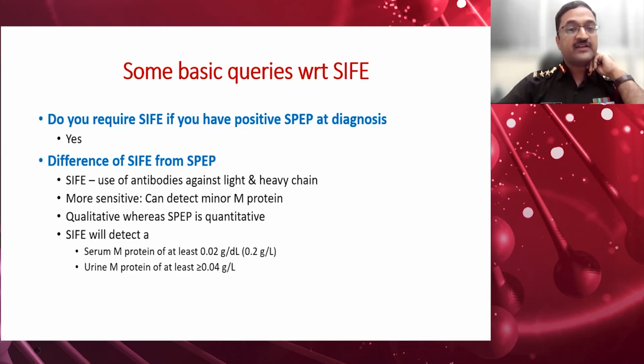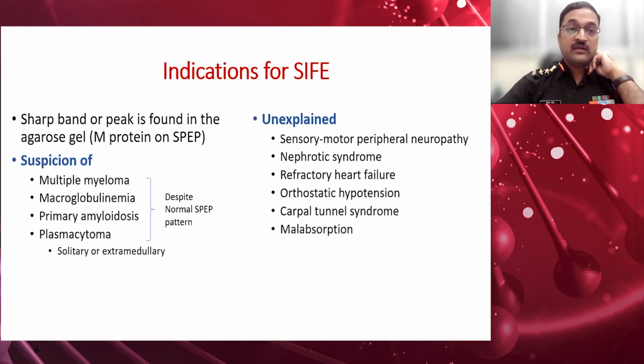Now, the sensitivity for serum M protein is up to 0.2 gram per liter or 0.02 gram per deciliter. Whereas in urine, it has a higher sensitivity and we can detect up to 0.04. So those individuals where we strongly suspect that the patient has a paraprotein and we are not able to pick it up by protein electrophoresis, they can be subjected to immunofixation. The other indications are similar to what we have seen for protein electrophoresis, wherein we are suspecting a dysproteinemia or a plasma cell dyscrasia. Despite having a normal SPEP pattern, we can do an immunofixation.